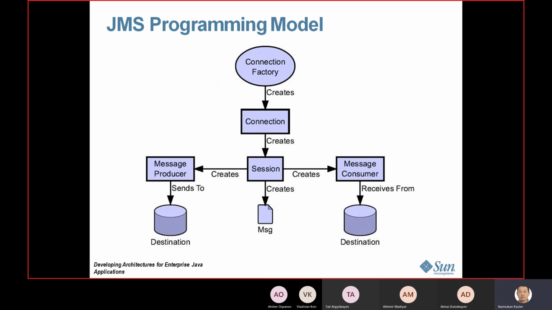And if you are already familiar with this kind of architecture, then you will be considering how we can use it. Usually the Java JMS programming model provides such a diagram. First, there is a connection factory, and then a connection is created. From the connection you get a session, and then you can create and send a message. That's it.